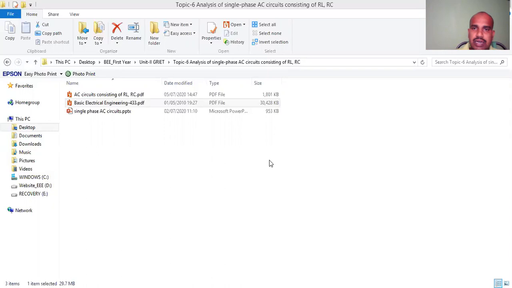Here it is sin 2 pi f t, so 2 pi f equals 2 pi into 50, so f equals 50 Hertz. So R equals 100, L equals 0.31. XL equals 2 pi f L, which means 2 pi into f into L. So R equals 100 ohms and XL equals 100 ohms.